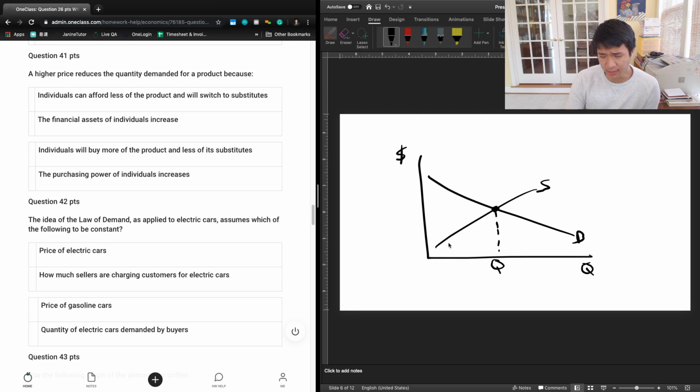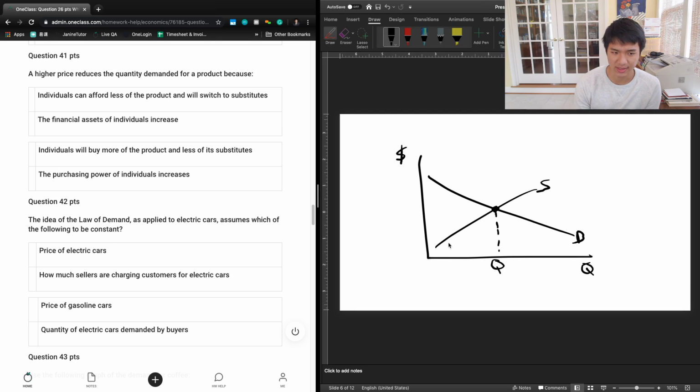B says the financial assets of individuals increase. There's no association between increasing prices and increasing the financial assets of individuals, so that's not going to be a good answer for this question. C says individuals will buy more of the product and less of its substitutes. Again, we know that if the price is high, individuals are not going to buy more of the product; they're going to buy less of the product. So answer choice C reverses that relationship, and it's not going to be a good answer choice here.